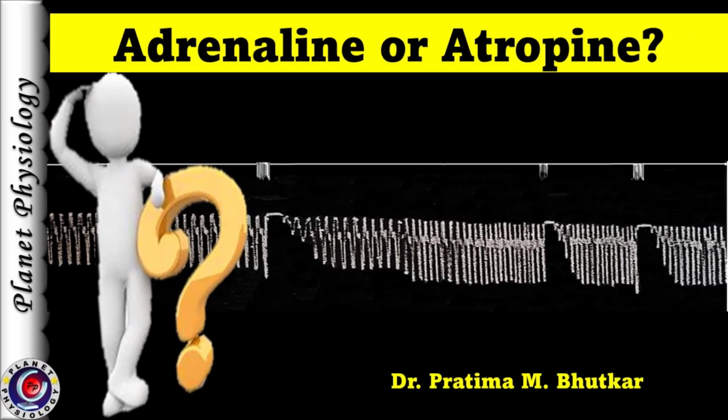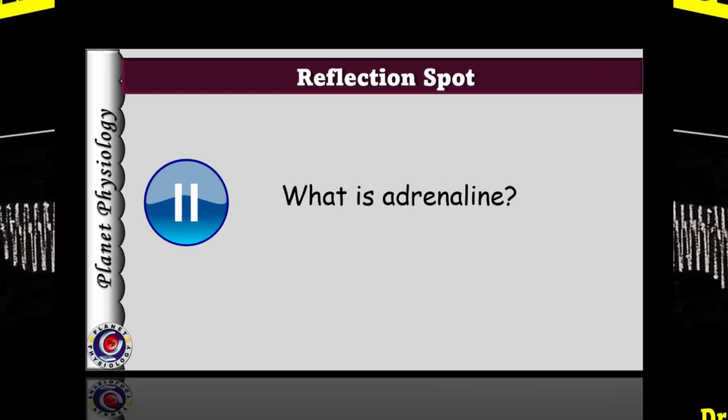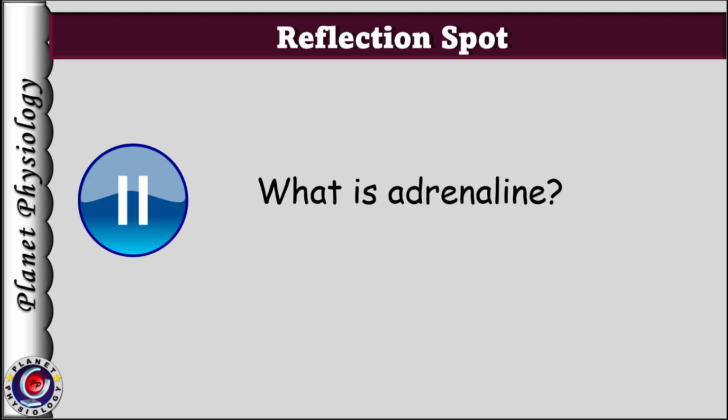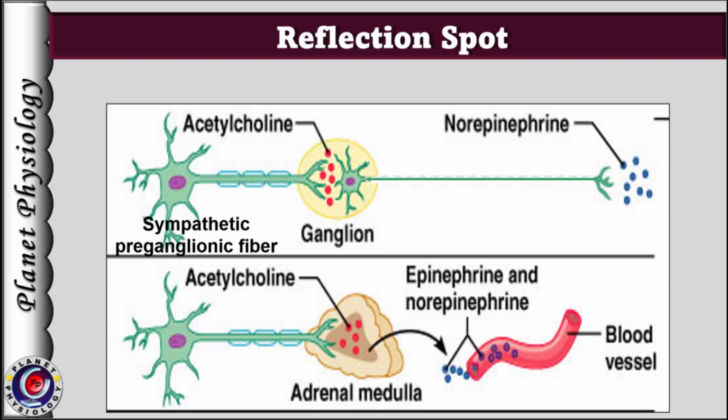Today we shall study the effect of adrenaline on frog's heart. Let's begin with a thought-provoking question. What is adrenaline? Okay, you might have guessed that it's a sympathetic neurotransmitter. Technically, that's not correct. Postganglionic sympathetic fibers release noradrenaline, which is the precursor of adrenaline. However, adrenaline is released by the adrenal medulla directly into the bloodstream during sympathetic stimulation.